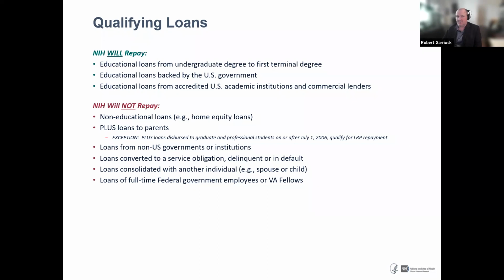I mentioned that your loans need to be domestic, and we also don't pay loans that can be converted into a service obligation. Sometimes there's a program where if people serve a certain amount of time within that program, the loan is effectively paid off. But if they don't serve that time, then the service obligation turns into a student loan. We don't pay those types of loans. And one of the important aspects is that the loans must be your own student loans. They cannot belong to another individual. This comes up sometimes in consolidation cases where student debt is consolidated with another individual, such as a spouse or a child, and those loans are not permitted. Next slide, please.